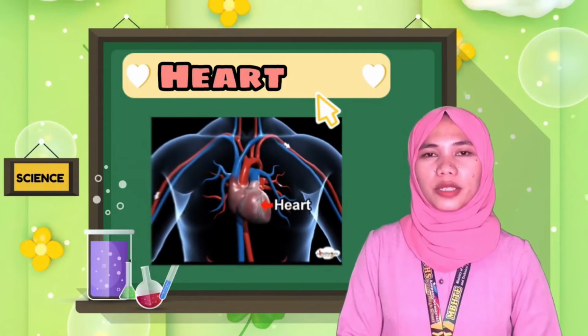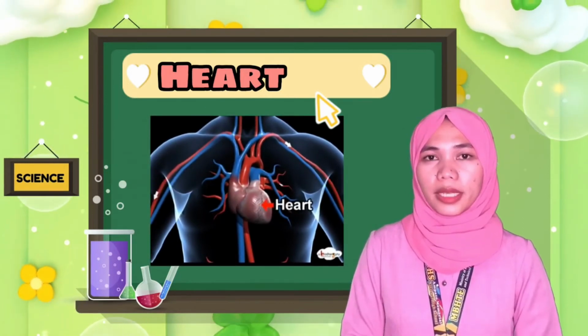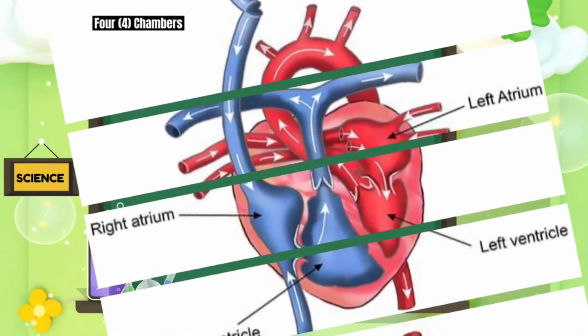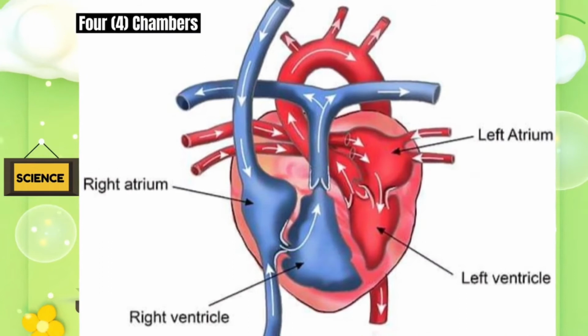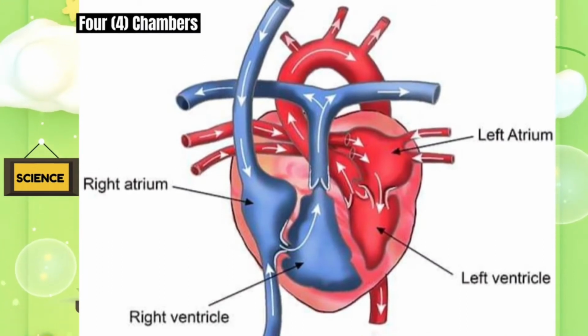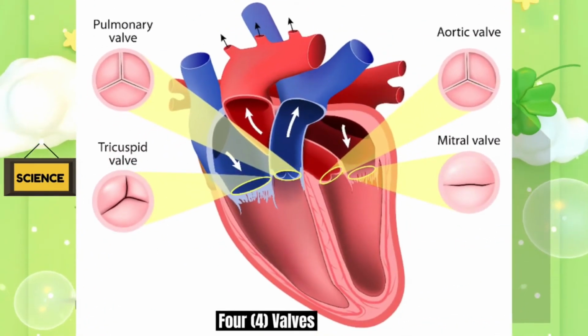It is a hollow muscular pump that stands as the operational center of the system, and it is the part that pumps the blood. There are four chambers of the heart: right atrium, right ventricle, left atrium, and left ventricle. It also has valves that prevent the backflow of blood.